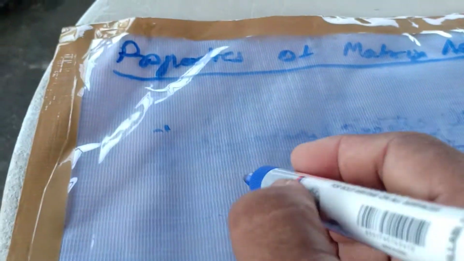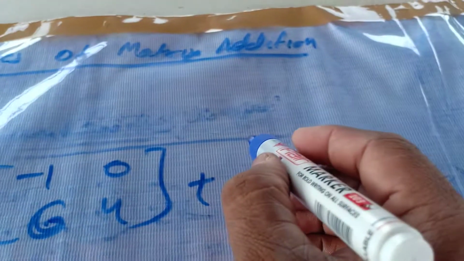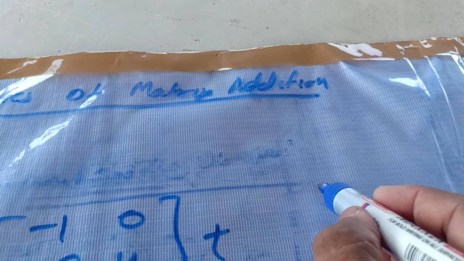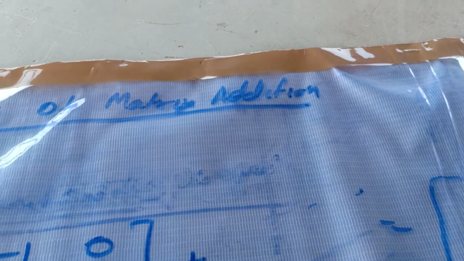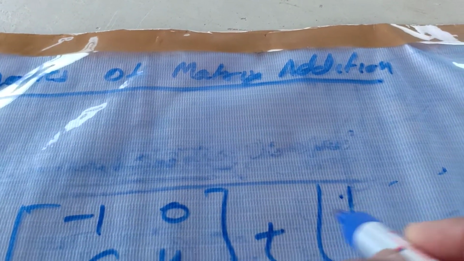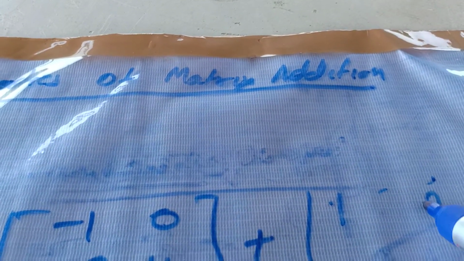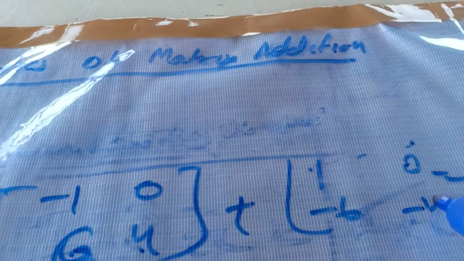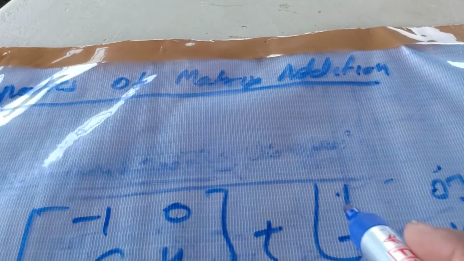Suppose this is the inverse property we are continuing. So I'll write -1, 0, 6, 4 as I have taken earlier. So I'll add it here. I have to make all these elements 0. Result is 0, 0, 0, 0. What must be added to -1? I have to add 1. To 0 I have to add 0. To 6 I have to add -6. To 4 I have to add -4. The result is 1, 0, -6, -4.